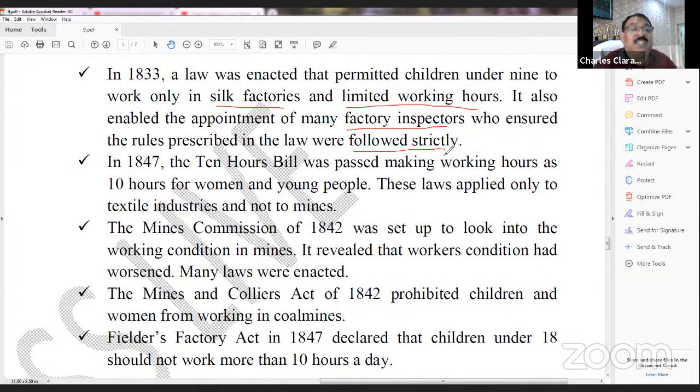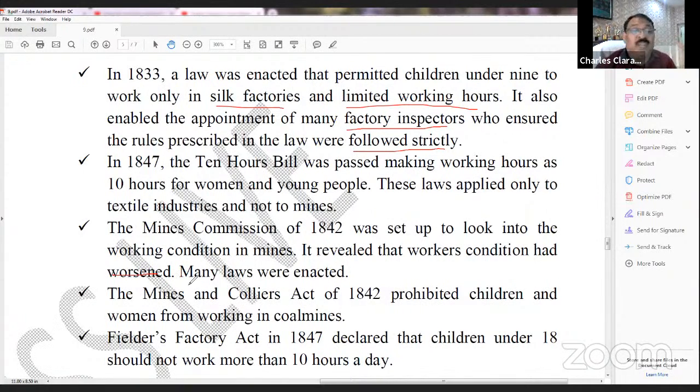In 1847, the 10-hour bill was passed, making working hours 10 hours for women and young people. These laws applied only to textile industries and not to mines. In mines, up till now, they were working for 12 hours and 16 hours, but it was reduced to 10 hours for women. The Mines Commission of 1842 was set up to look into the working conditions in mines. It revealed the conditions had turned even worse.